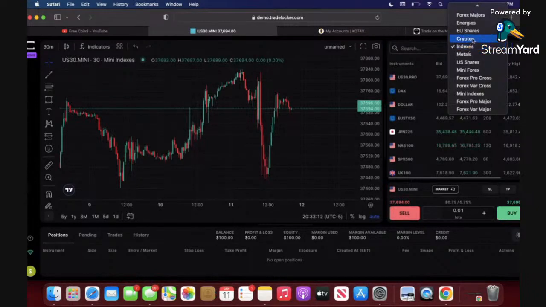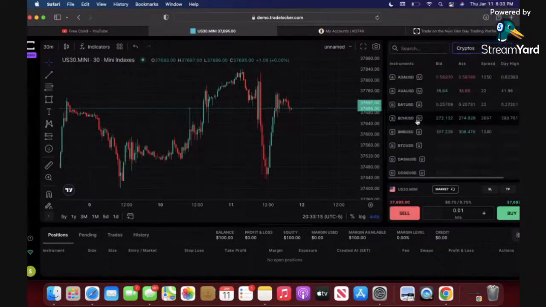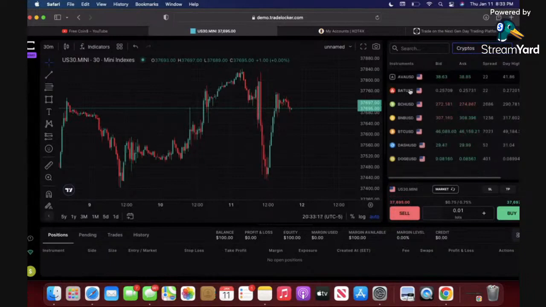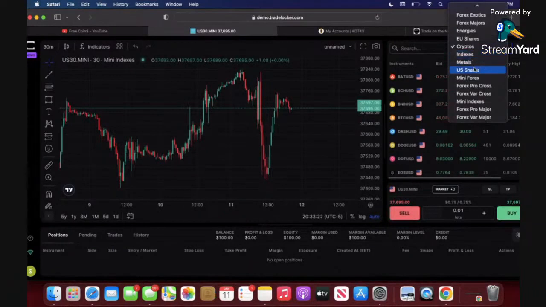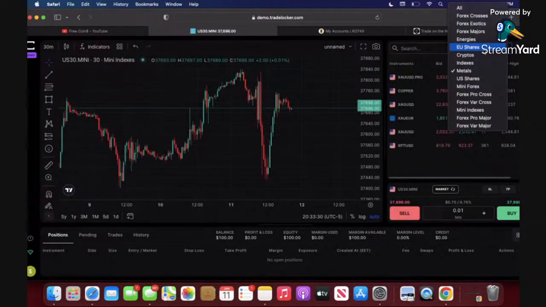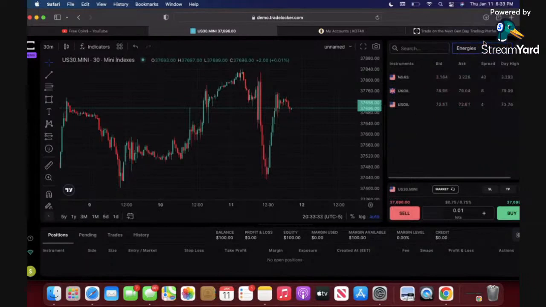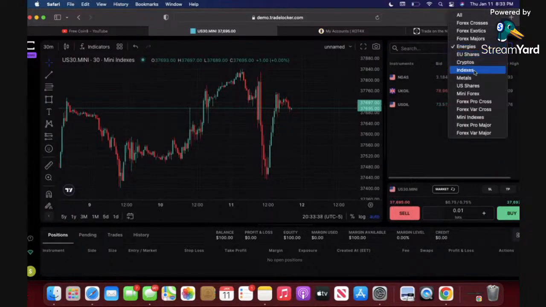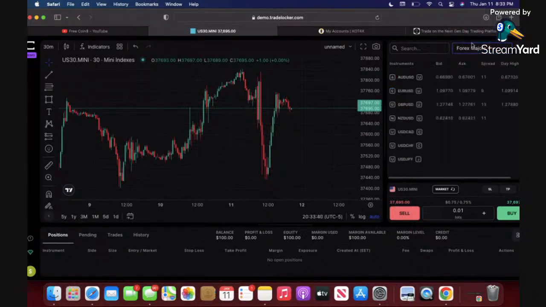They also got it broken up by crypto. I know crypto's been taking off heavy lately, so you've got Bitcoin, Dogecoin, and then they also got metals. Like I said, I was just on gold, so you've got gold, silver, copper. They got everything, they even got oils. I want to say that's energies, if I'm right: US oil, gas, UK oil. But then they also got forex majors, which take you all the way to the USD/JPY, GBP/USD, for people that like trading currency pairs. That's all on there, so you can change through that.